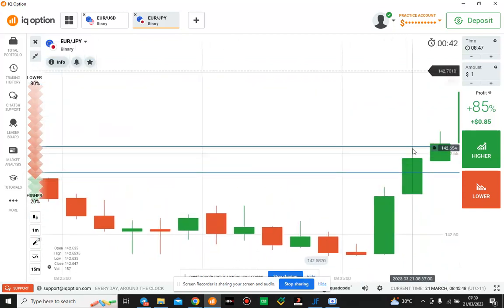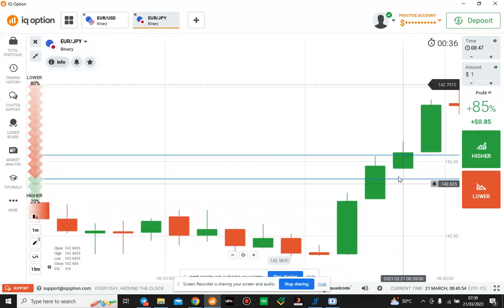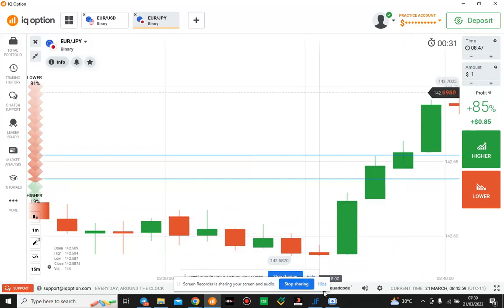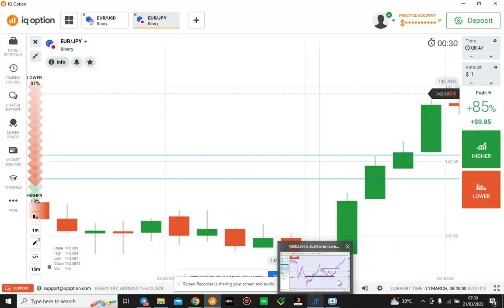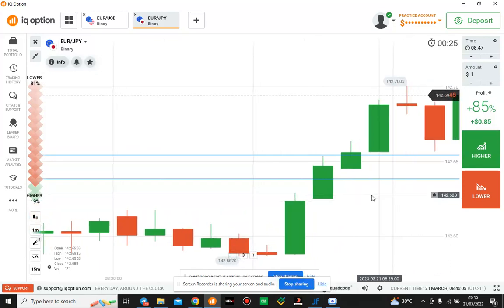Now we have a strong bullish movement which violates the level. You can see it got rejection inside the zone, but there wasn't any reversal because of this strong bullish movement. So do not anticipate the movement, just leave it like that. So that is how you trade the pattern.